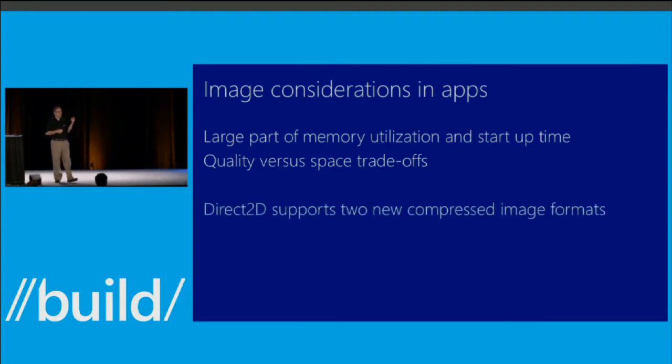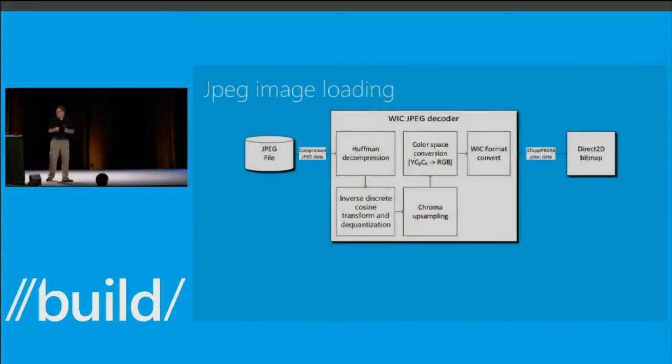So one of the things that we're introducing with 8.1 is that Direct2D now has support for 2 native compressed image formats. Up to this point, Direct2D always used RGBA bitmaps. That means everything had to get into a fully realized size before we could do anything with it. So let's look at JPEG as an example.